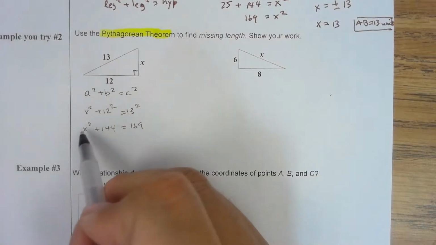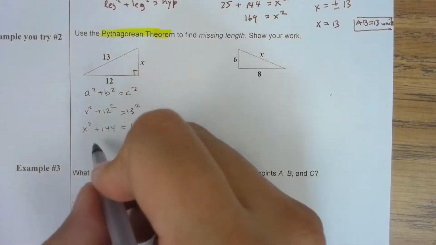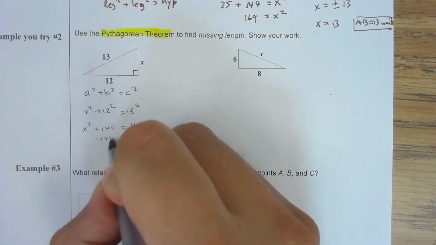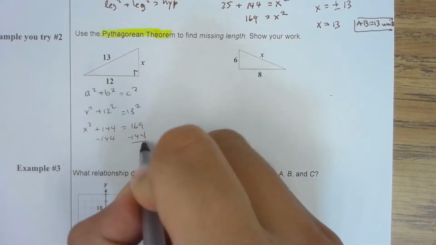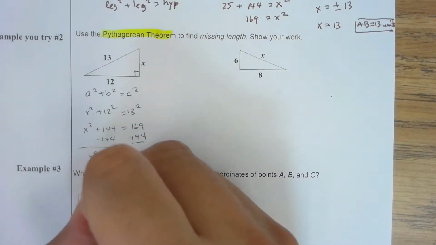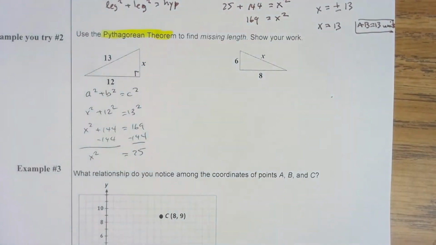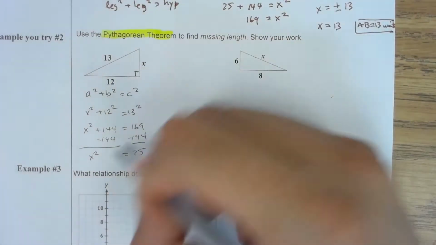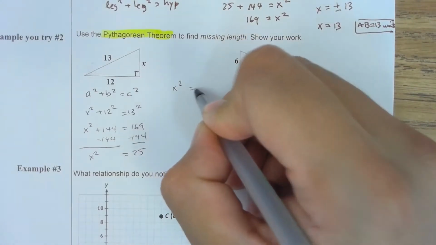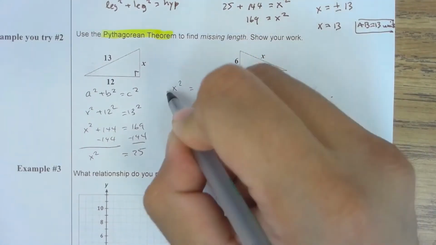Because we're solving for x here, we need to get rid of that 144. So we subtract 144 from both sides here. So now you have x squared equals 25. And then to solve it, we have to square root both sides here to get rid of that square.